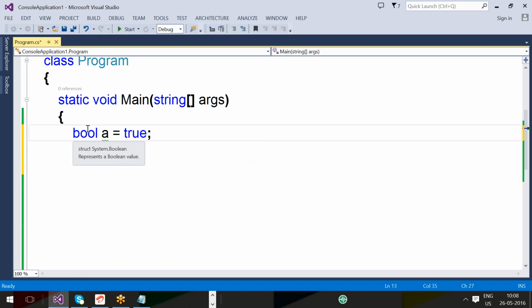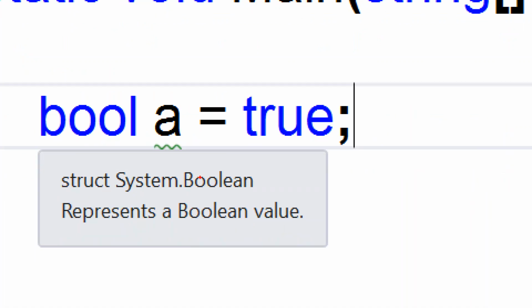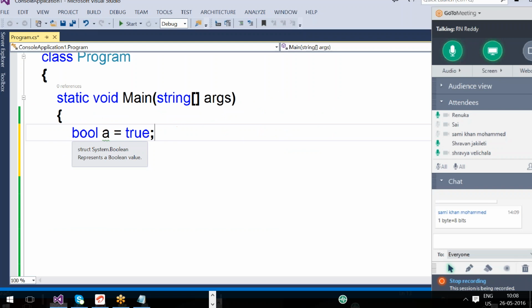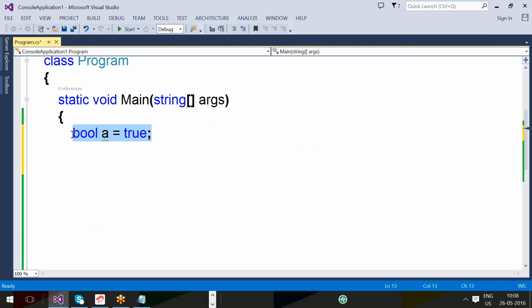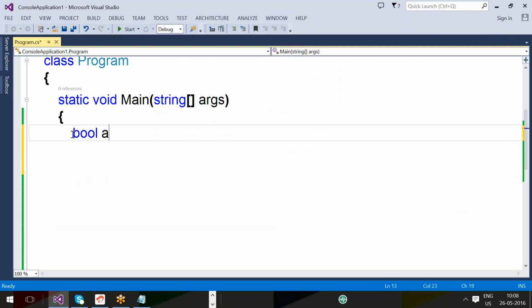The base type of bool is System.Boolean. Okay, now some examples we'll see. Bool a equal to false: right or wrong? Valid or invalid?